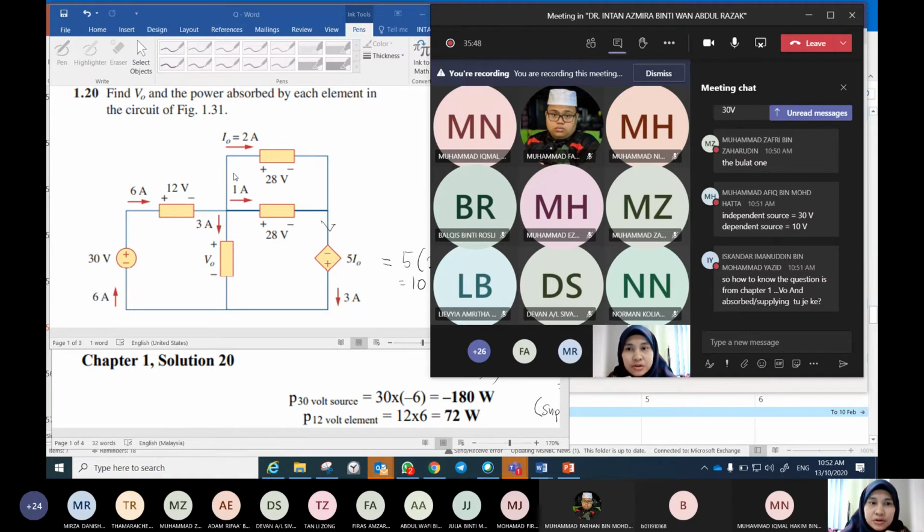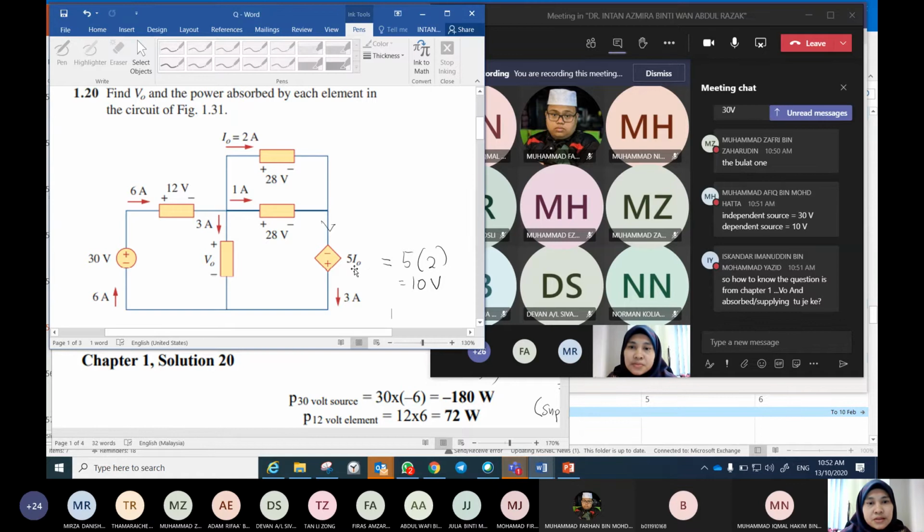What current? I know. Where is I known? Here. Here is 3 amps. So the voltage here will change to 5 times 3. We get 15 volt.